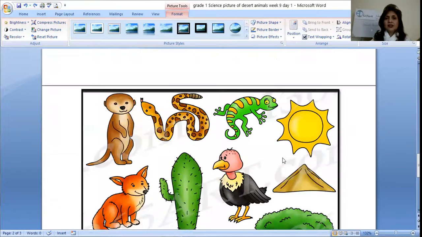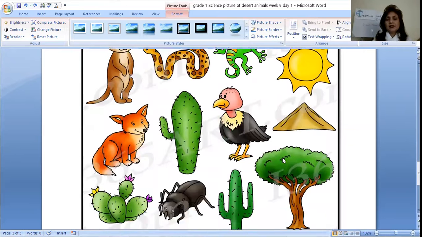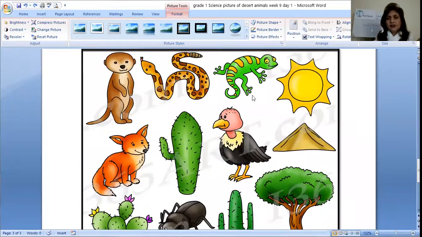Now, this is a picture of the animals and plants in the desert. You can see snakes are there. You can see lizards are there. Some bears also you can find. You can find some birds also there, a few of them. You can find these sand mountains in the desert area. And which plant is this? Remember we discussed this before?